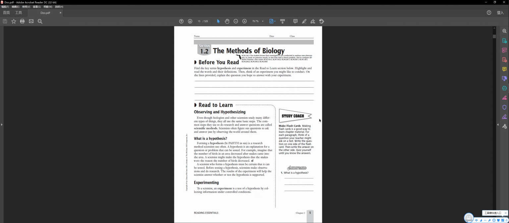A scientist who forms a hypothesis must be certain that it can be tested. Before testing a hypothesis, scientists make observations and do research. The result of an experiment will help the scientist answer whether or not the hypothesis is supported. To a scientist, an experiment is a test of a hypothesis by collecting information under controlled conditions.